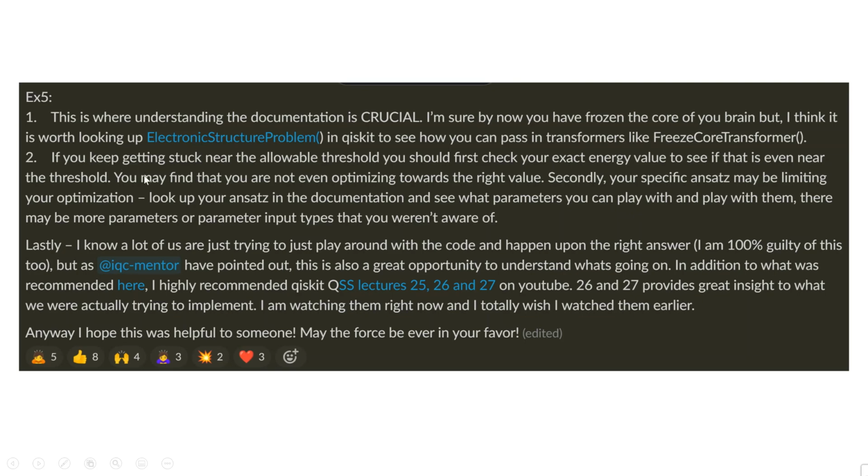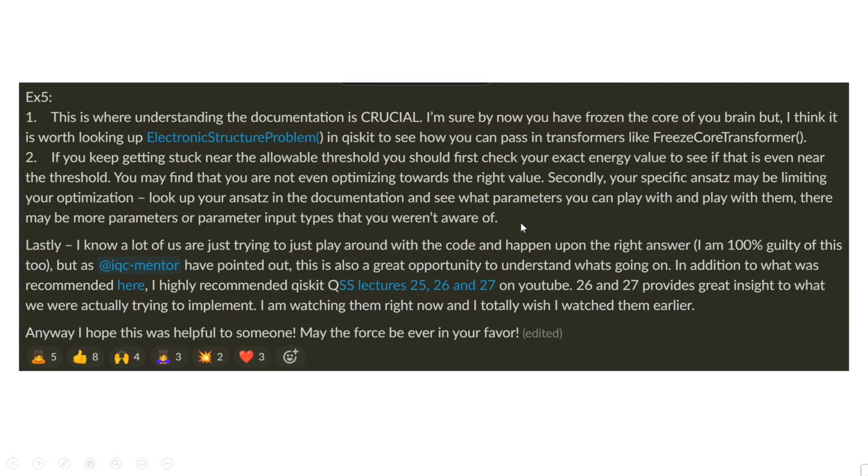Yeah, and I also was noting that if you keep getting stuck, you need to also make sure your exact electronic energy value was correct. Otherwise, you're probably optimizing towards the wrong value, and your ansatz might not be giving you enough breathing room to find the solution. So you need to really understand the parameters that are in the documentation and play around with them.